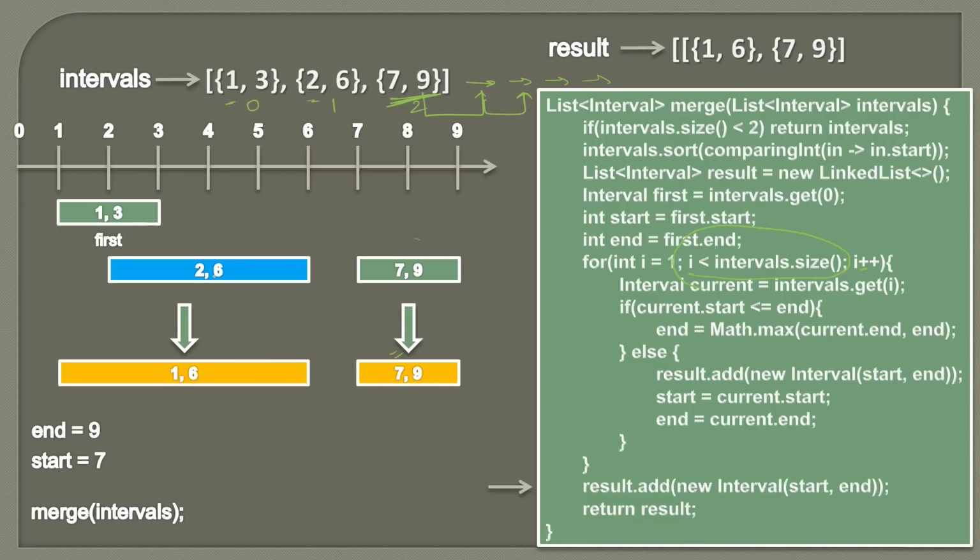So 1, 3 and 2, 6 got merged to 1, 6 and 7, 9 didn't get merged with any of the intervals, so it came out as 7, 9. So these two are our answers, 1, 6 and 7, 9. So at the end, we will simply return the list of interval which is our result list.